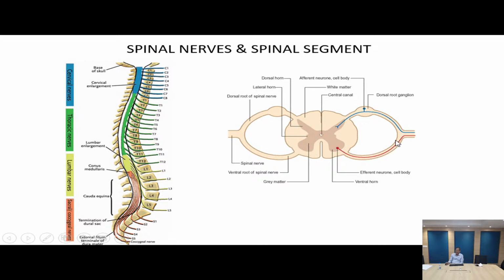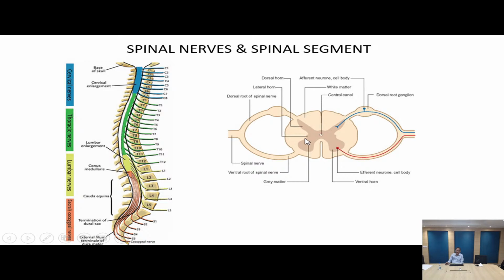So you can see the spinal nerve formation, the ventral root, dorsal root, and they are going to form the spinal nerve, which will then divide into a ventral ramus and a dorsal ramus. Ventral ramus will go to the front of the body, dorsal ramus will go to the back of the body.